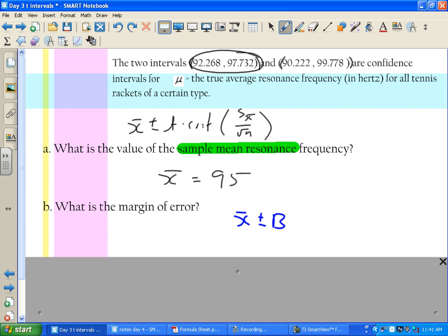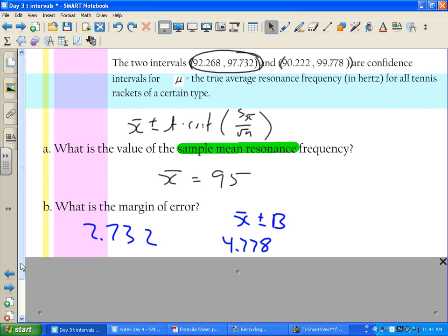Do you agree that the margin of error is B, the thing that you add and subtract to your x bar in order to get the upper and lower bounds? So if you have the mean and you have your interval, can you find B pretty easily? Do you agree that you're going to have a different B value for here than you are here? What are those values? 2.732. What's the other one? 4.778.